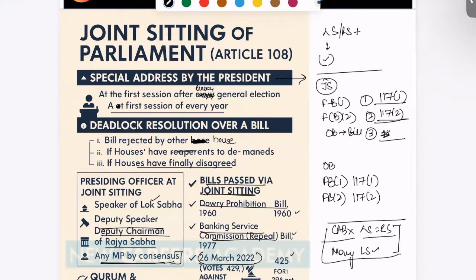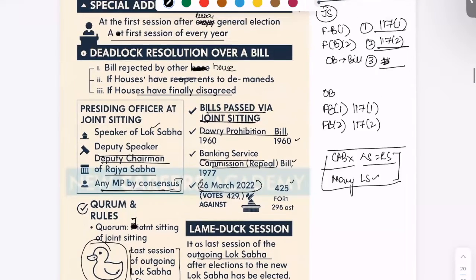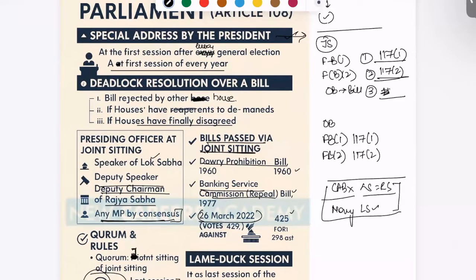Who generally will win? Lok Sabha, because Lok Sabha has more strength. Any doubts? Who will win? Lok Sabha. Special address by the President. The first session of every Lok Sabha is always addressed by the President. First session of every house.